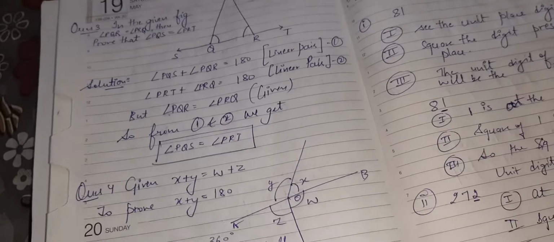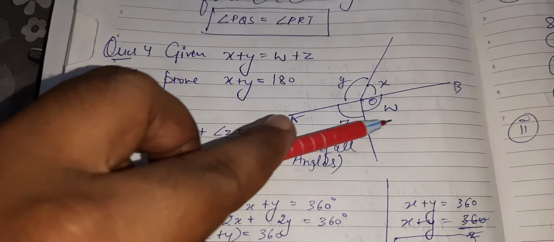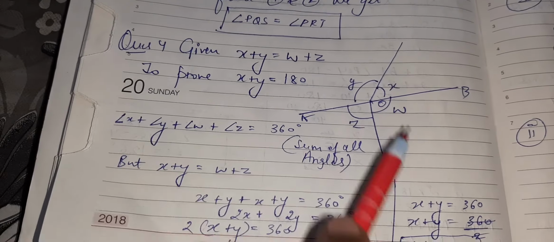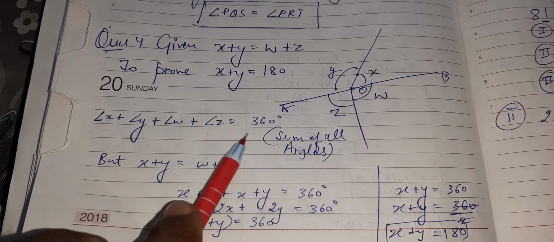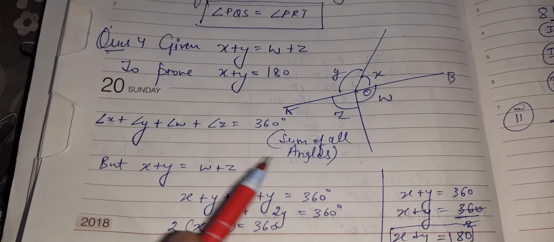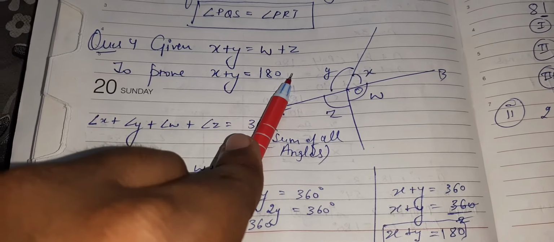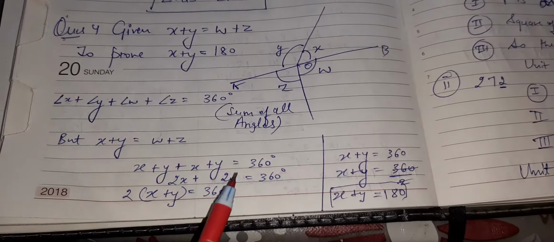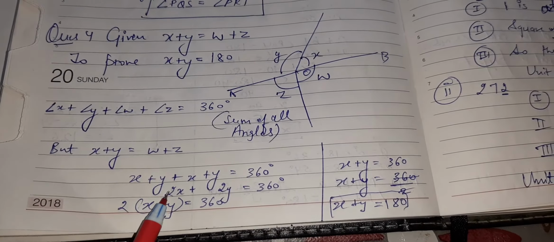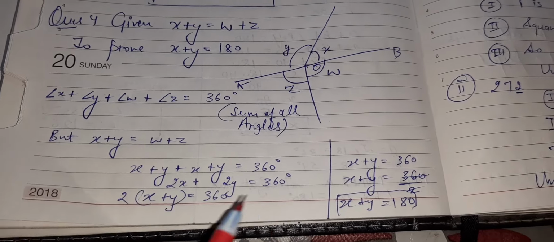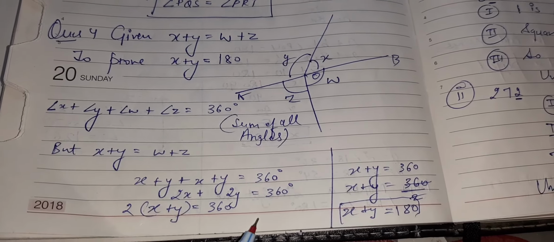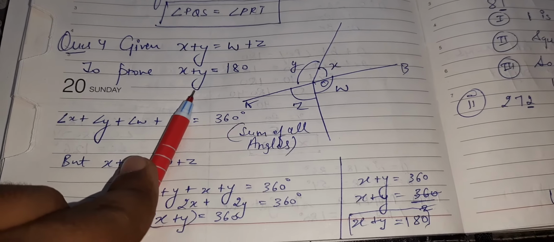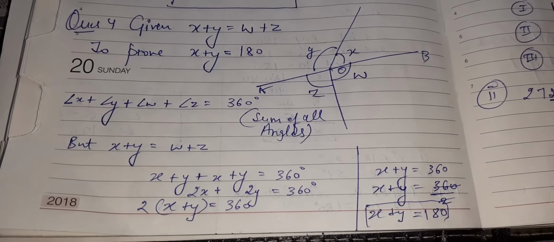Now, see the complete angle will be 360. So x plus y plus w plus z is equal to 360, sum of all angles. It is given x plus y is equal to w plus z. In place of w plus z, put x plus y. I put it, 2x plus 2y is equal to 360. 2 will be common. 360 upon 2. x plus y is equal to 180. Hence proved. Now the easiest question.